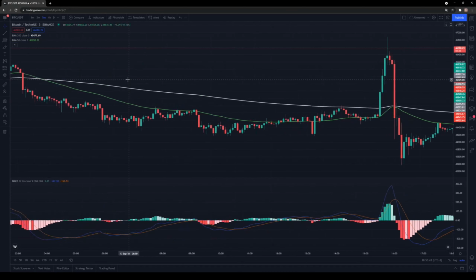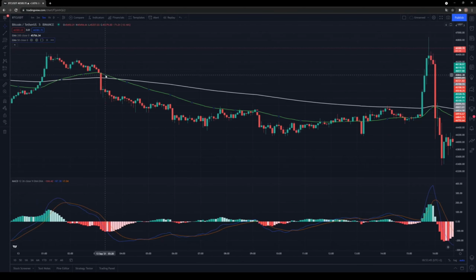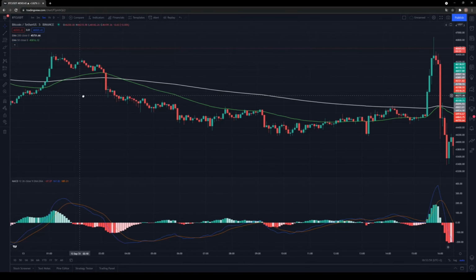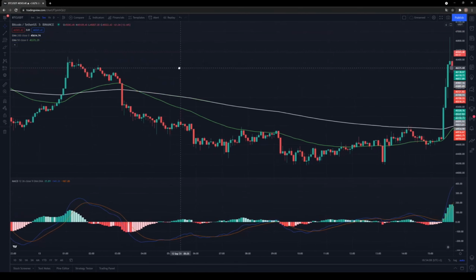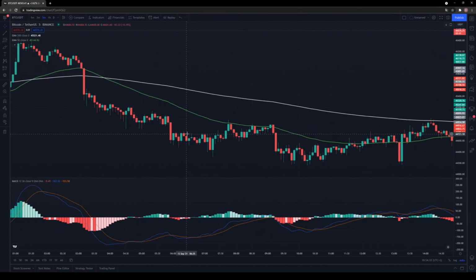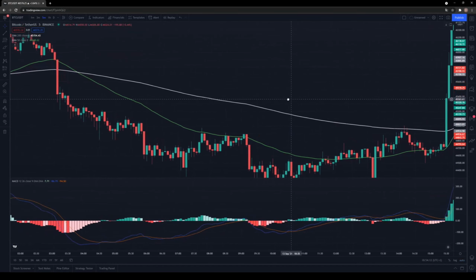So in this scenario, when the green line, the 50 EMA, crosses below the white line, the 200 EMA, that means that there's a death cross here. So we are only looking for short positions. And if it's crossing like here, the green one above the white one, we only look for long positions. So let's see if we can have some entries here.